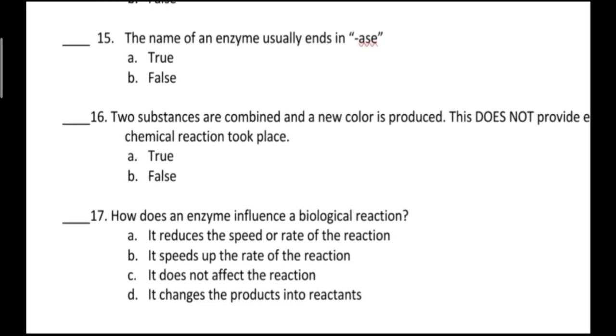Number 15. The name of the enzyme usually ends in ASE. Most enzymes usually end with ASE, like protease, lactase, carbohydrase, like that. But other enzymes end with IN, like pepsin and trypsin. So not all enzymes end with ASE, so that's false. There you go. Next, two substances are combined and a new color is produced.